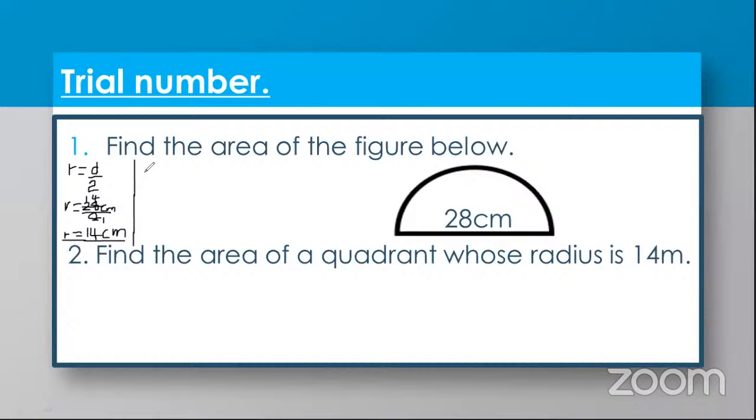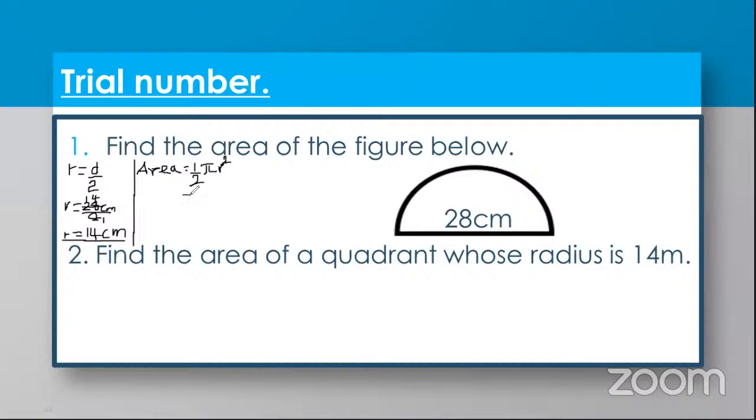Okay, now Clever, you can go ahead and work out the area. The radius is 14 centimeters. Area is equal to a half pi radius squared. Let me write, I'm slow in writing. A half pi r squared. You can just call it pi r squared to make it simple.